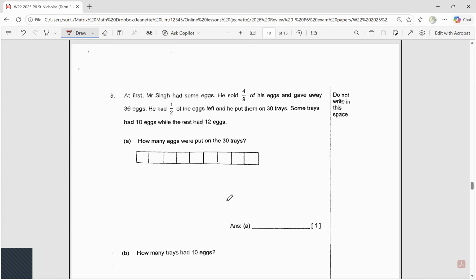Question 9. At first, Mr. Singh had some eggs. He sold 4/9 of his eggs and gave away 36. He had half of the eggs left and he put them on 30 trays. Some trays had 10, the rest had 12 eggs. So how many eggs were put on the 30 trays? Okay, so firstly, we have 4/9 of the eggs. So we have 9 units. We shade 4 units, and that is the amount sold.